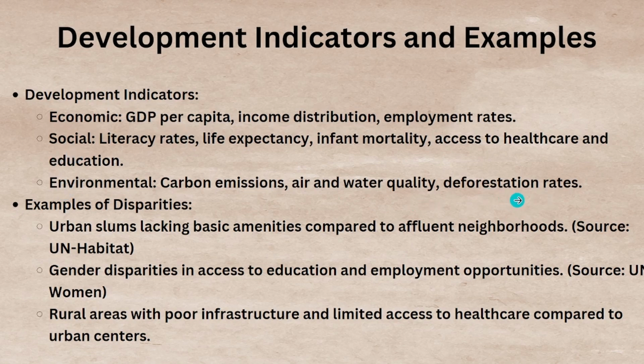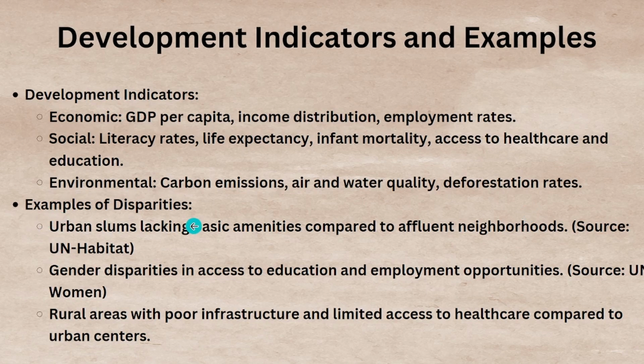Deforestation rates. Deforestation means cutting down trees. So if we cut down more trees, it will impact our environment. So that way, all these are development indicators. By seeing these, we will know whether we are developing or we are going backward or we are going upward. We will know by this.